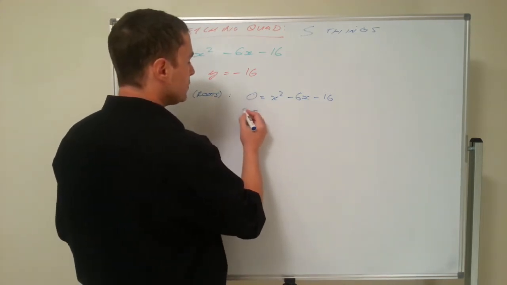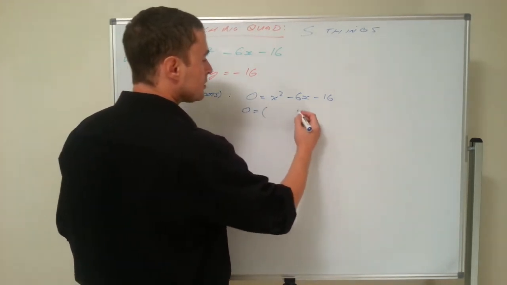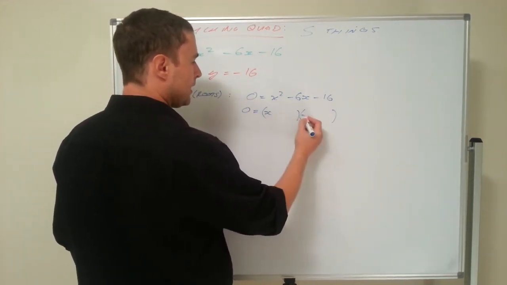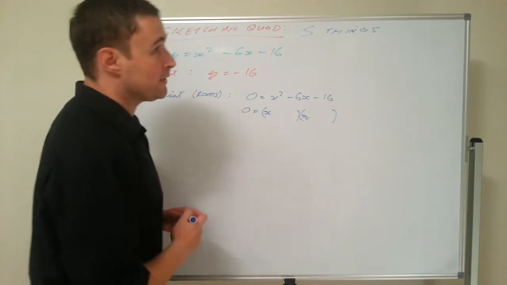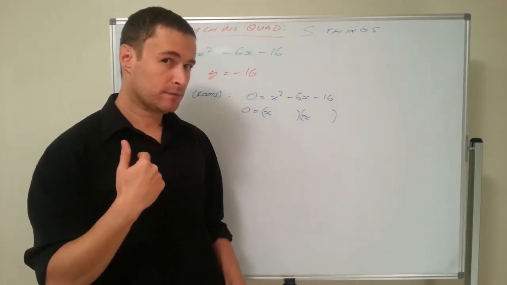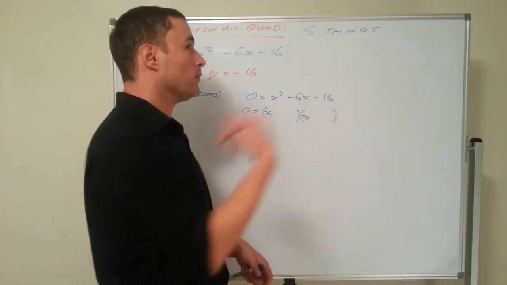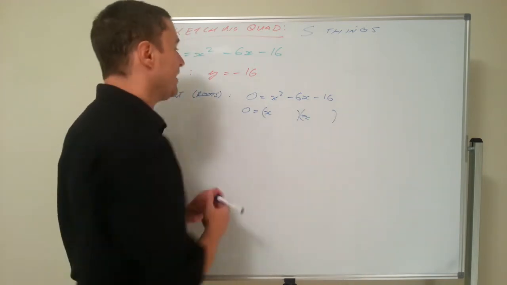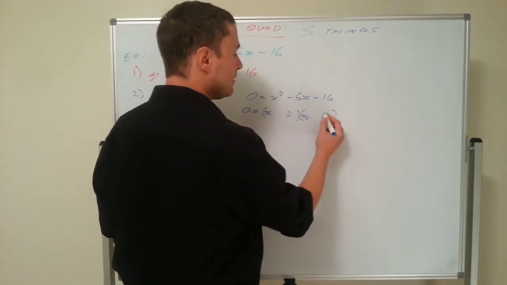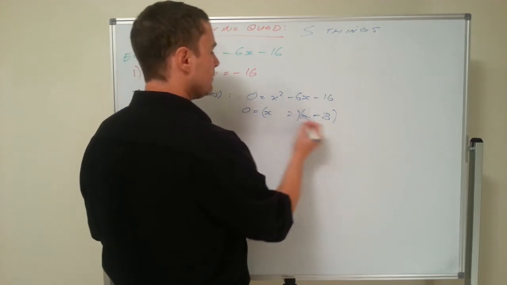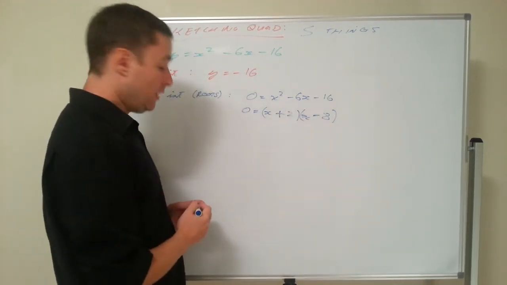So 0 equals, I've got x and x, factors of 16 that give me 6. 1 and 16 gives me 17 or 15. 2 and 8 gives me 10 or 6. There it is, 2 and 8. 4 and 4, no. So it's 2 and 8. The signs are different, and the biggest one is negative. So negative, positive.